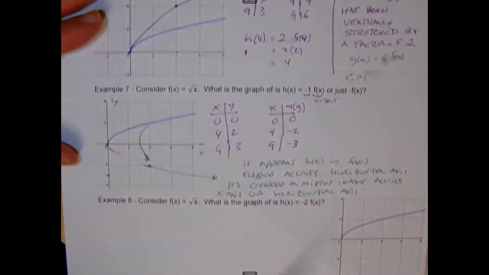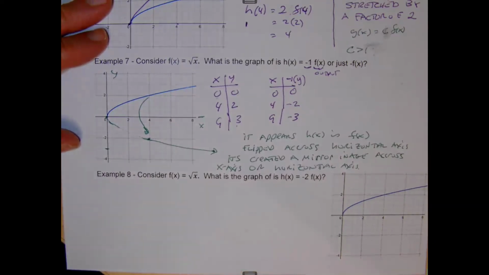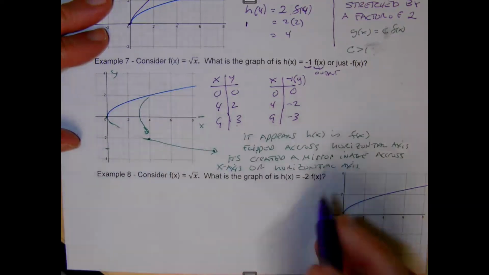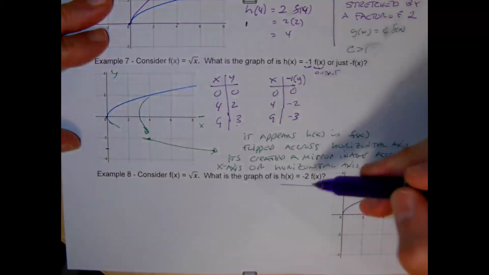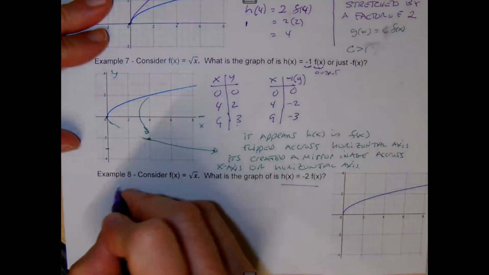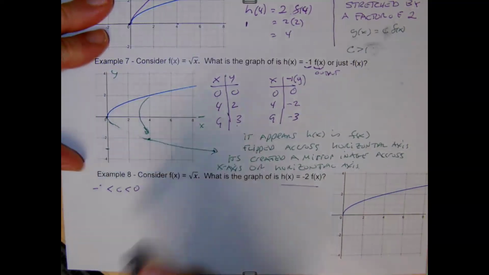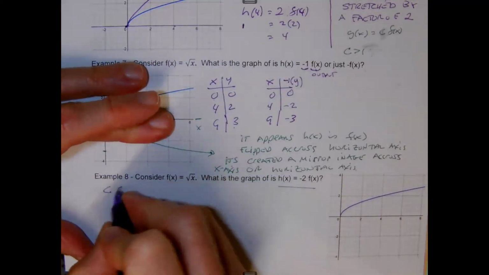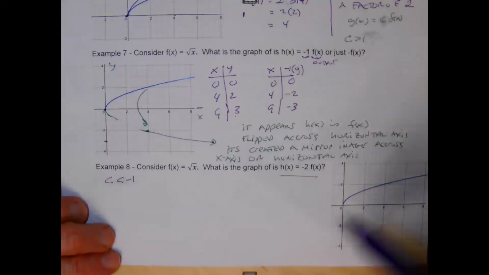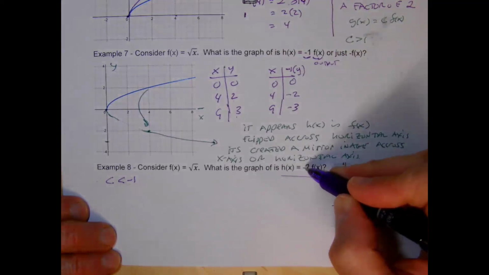Okay. Now, let's look at this example. Example A, consider the function again, square root of x. What is the graph of h of x equals -2f of x? So now we're asking the question, what does this do? We notice that this value, the c now, is not between 0 and -1, but less than -1. So c is less than -1. So I can break it down into two parts. There is a stretch of 2 and a flip of 1.